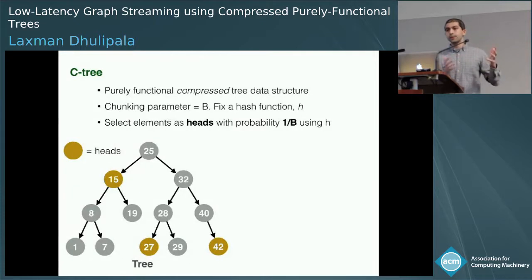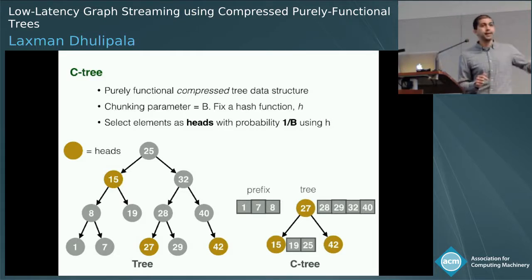And from these heads, we generate a new purely functional compressed data structure as follows. So we generate a tree on the heads where all of the elements that are not heads that come after a head in the sorted sequence of elements are associated with that head. So these elements that are not heads come up as tails. And so you have a subarray of tails that are associated with the first head that appears before them.